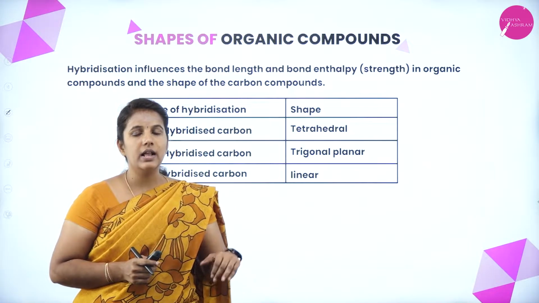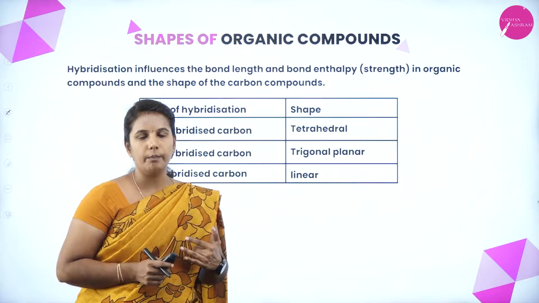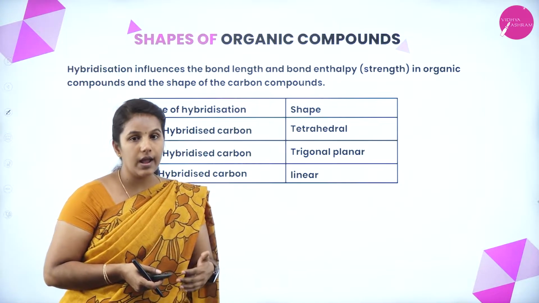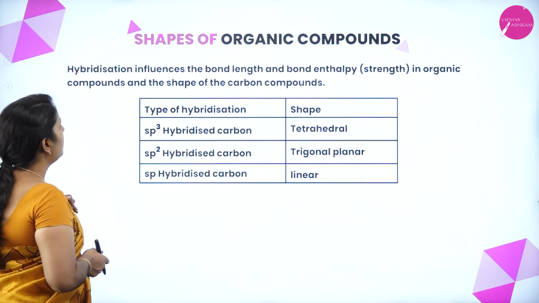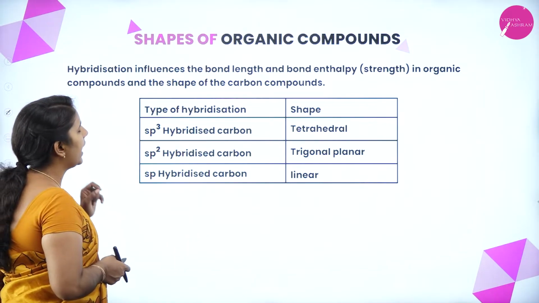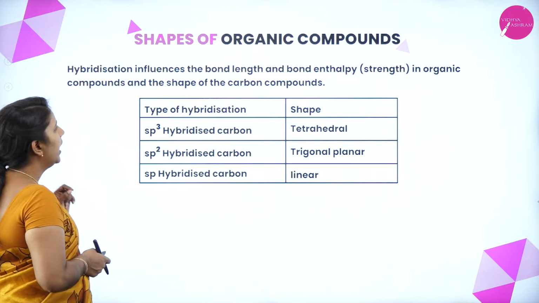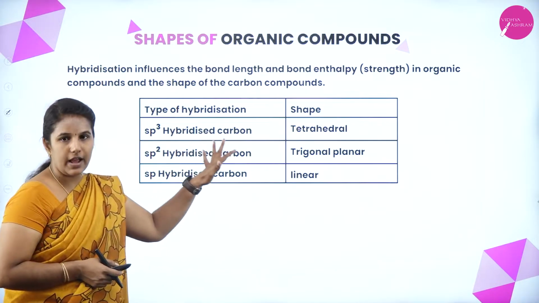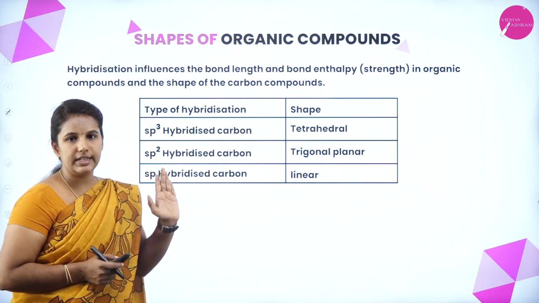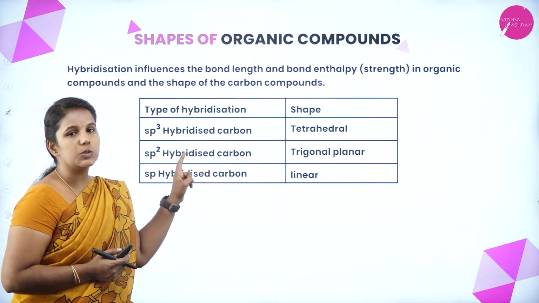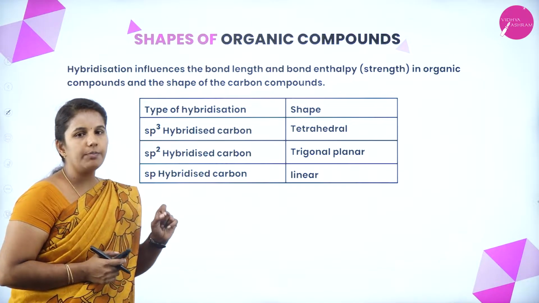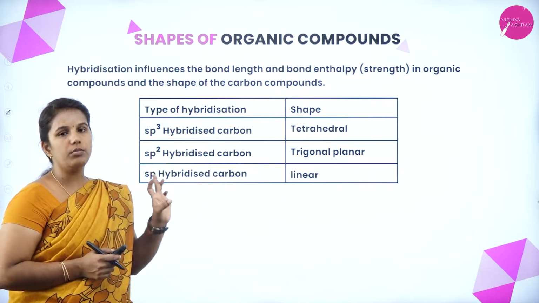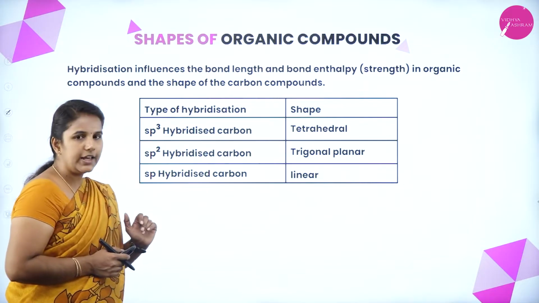Now let us understand the shapes of organic compounds, or the nature of bonding in the carbon atom when it undergoes hybridization. Hybridization influences the bond length and bond enthalpy in organic compounds, and I have also written the shapes of organic compounds. If the carbon is sp3 hybridized, the shape is tetrahedral. If the carbon is sp2 hybridized, the shape is trigonal planar. If the carbon atom undergoes sp hybridization, we call it a linear structure.